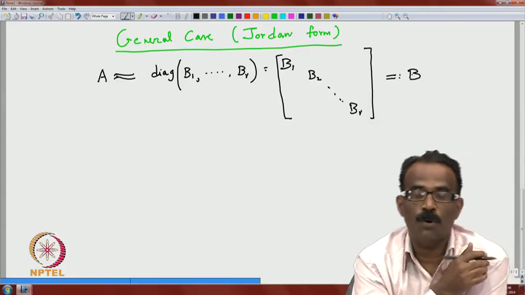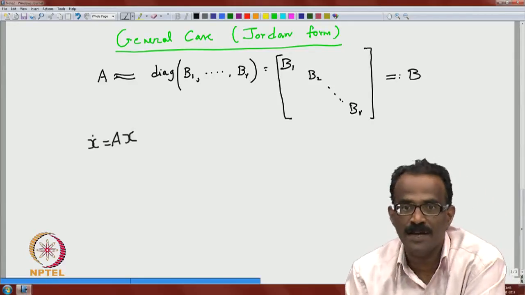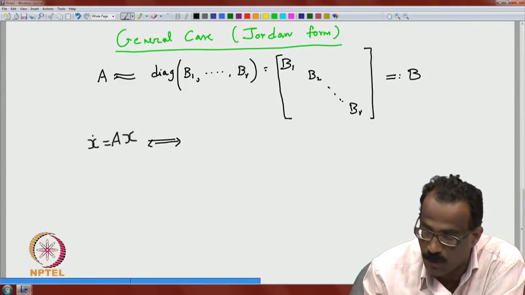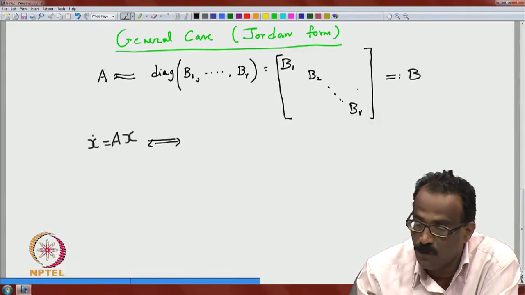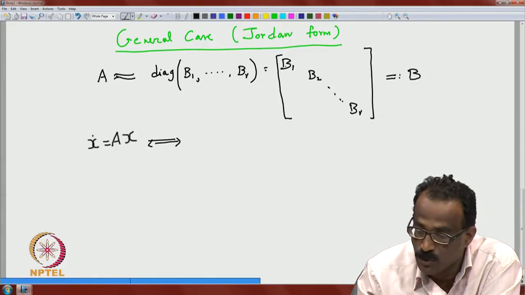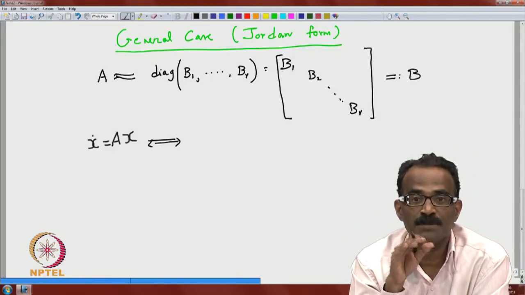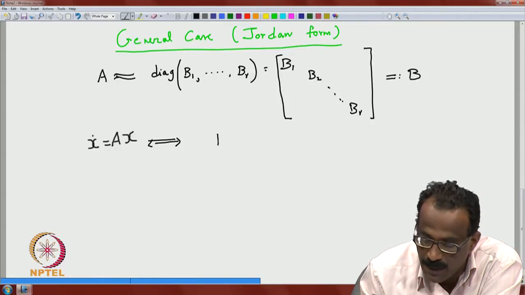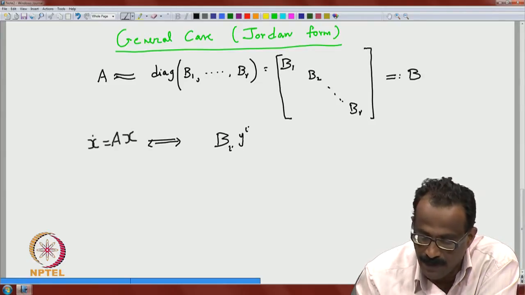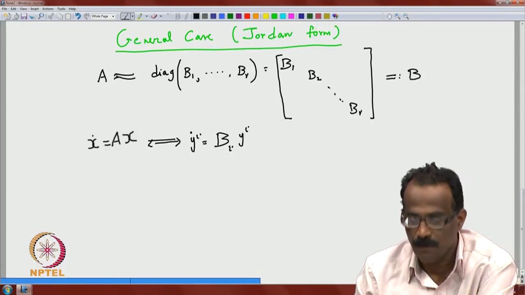If you want to solve your system, because of this diagonal form, it is enough to solve the system for each block. You can have a transformation P and P inverse. Here it also exists, but it essentially reduces to studying each Bi as a subsystem, which may be of smaller order, and each Bi has some special forms, which I am going to describe here. So it is enough to study Yi dot equal to Bi Yi, solving for i equal to 1 to r.